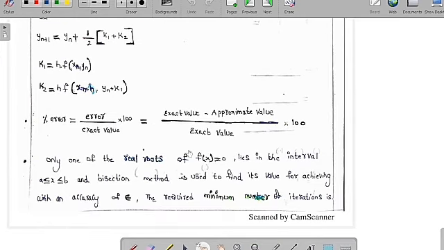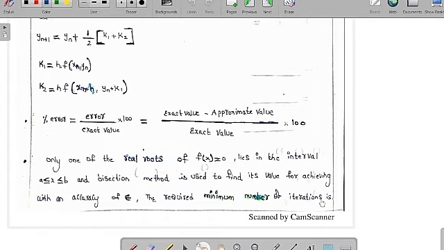One of the real roots of f of x equal to 0 lies in the interval. See, suppose there is a question like this: only one of the real roots of f of x equal to 0 lies in the interval a less than or equal to x less than or equal to b, and the bisection method is used to find its value with an accuracy of epsilon. The required minimum number of iterations is, it's a very important question here, listen carefully.